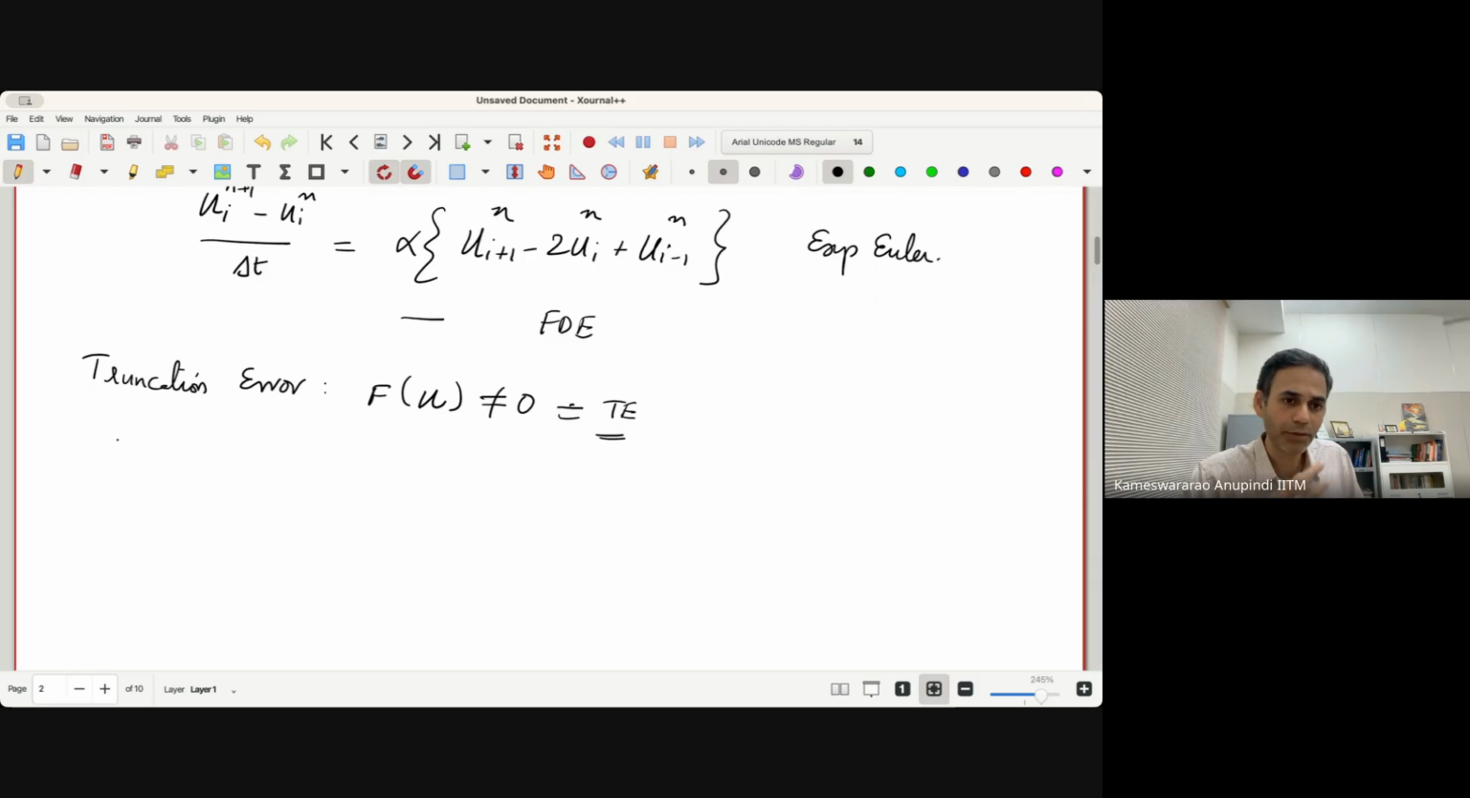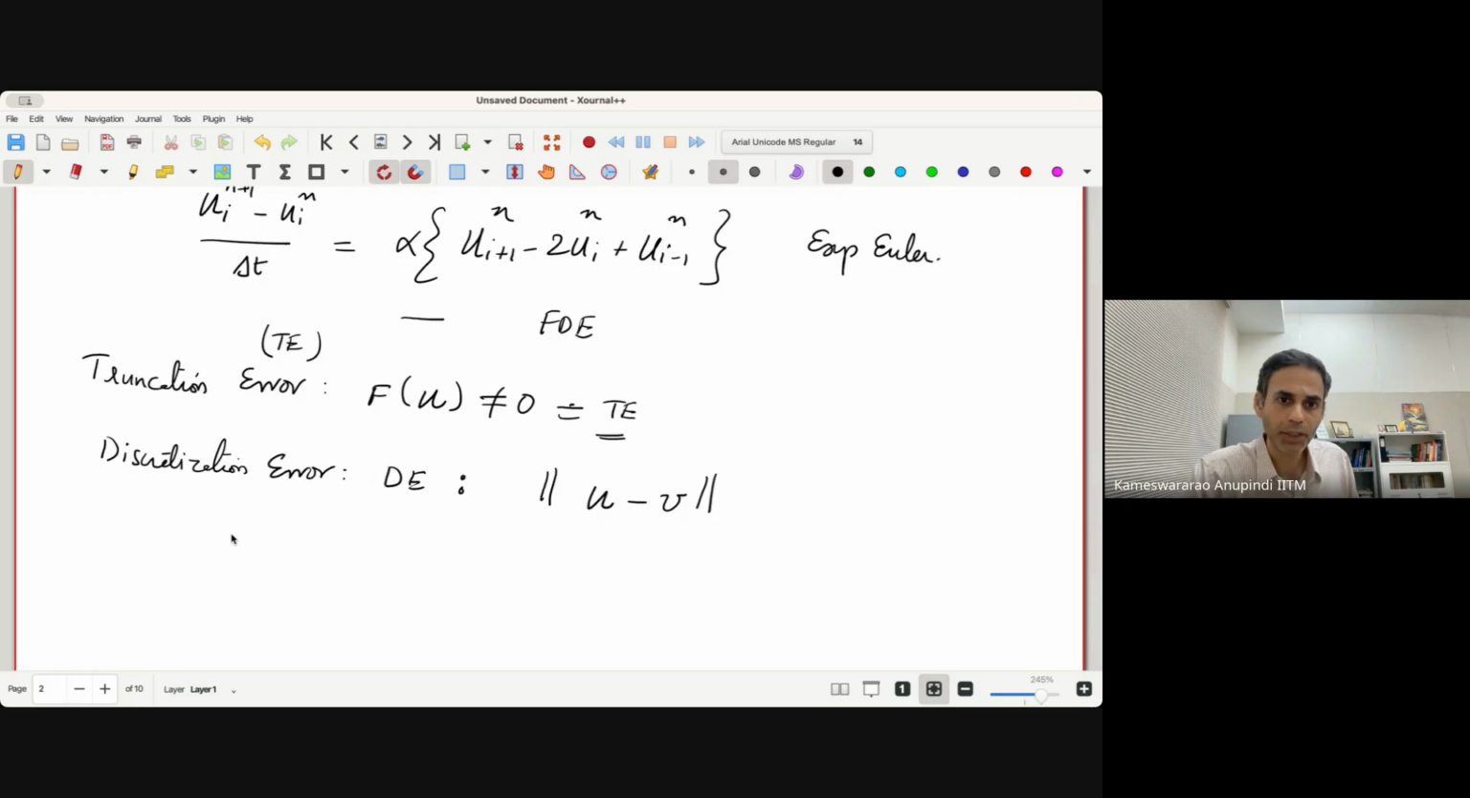Then we also have defined two more errors. One is called the discretization error, which we call DE, and if we were to call the truncation error TE. So discretization error is the error between the exact analytical solution and the computed solution. Okay, so we're taking some norm of this thing.